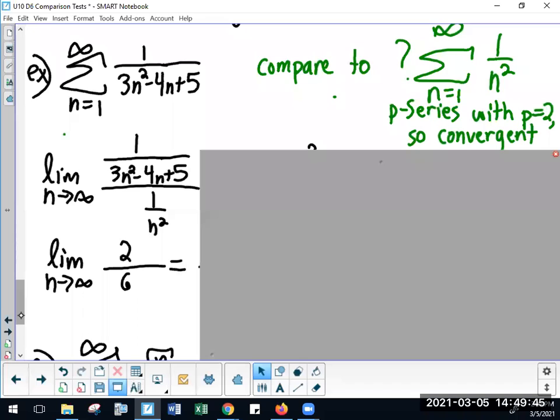Why, oh why does 1 divided by 3n squared minus 4n plus 5 divided by 1 divided by n squared, that limit as n approaches infinity of that function, why does that equal 2/6? Do you know why that equals 2/6? You should think about the algebra here.